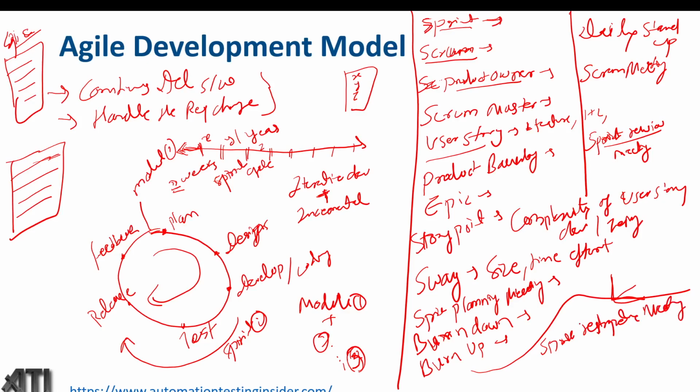So what happens in this sprint retrospective? At the end of the sprint, or when we have started the new sprint, we conduct this sprint retrospective meeting where we discuss what went wrong in the previous sprint and what went well. All these things are discussed in this meeting. And at last we have the defect triage meeting.